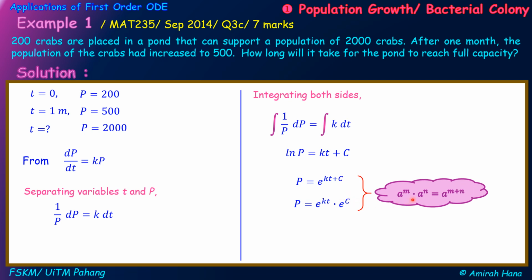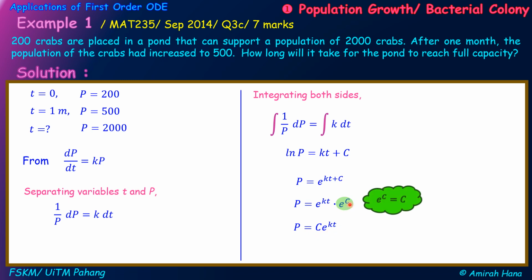We use properties of indices, and then we can write P equals C e^(kt). e to the power of c is a constant, because e equals 2.718 something, which is a constant. So a constant to the power of a constant will equal a constant. So we can write e to the power of c equals C. Now we have population equals C e to the power of kt. Then we can call this equation 1.